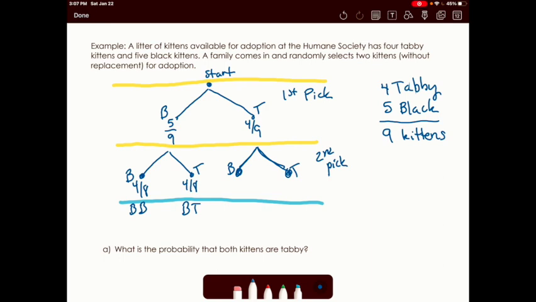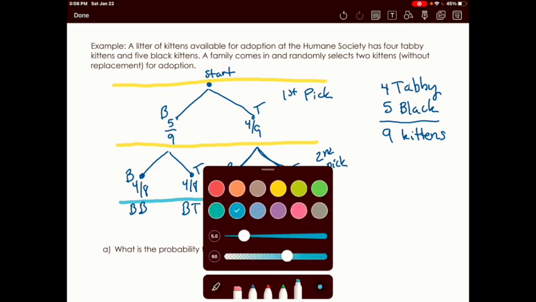Now, if I pick a tabby the first time, then if I go to pick a black the second time, I still have all those black kittens in there, so that's going to be a 5 out of 8. So that's the case where I pick a tabby and then a black. And then if I pick a tabby after I've already picked another tabby, that chance is going to be a 3 out of 8 because I've already picked one tabby, so there's 3 left out of an 8 possible. So this is getting a tabby and then another tabby.